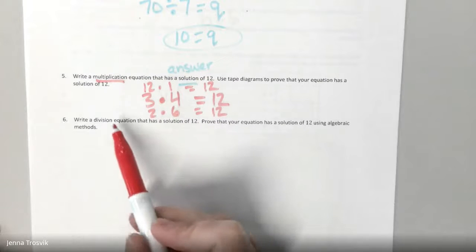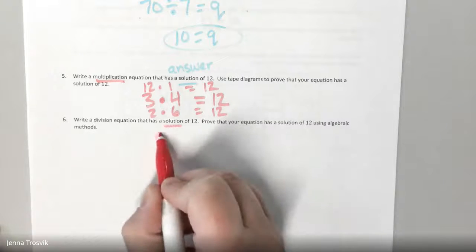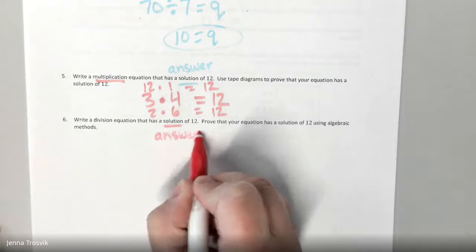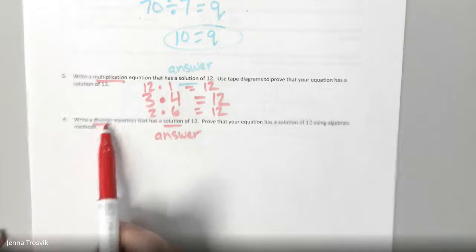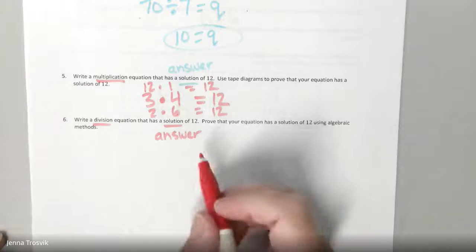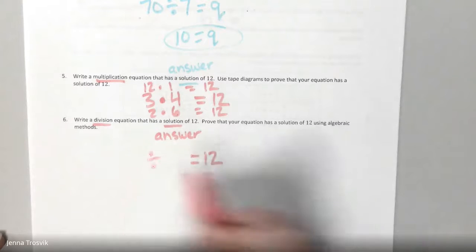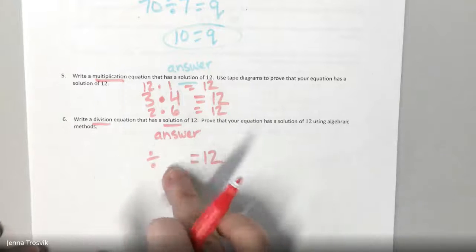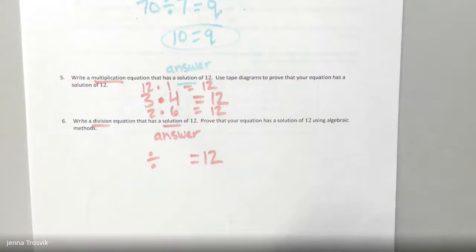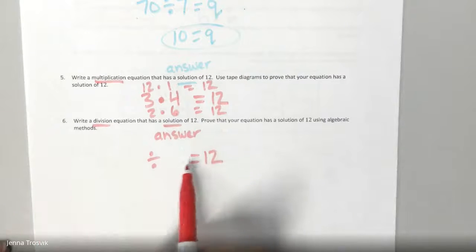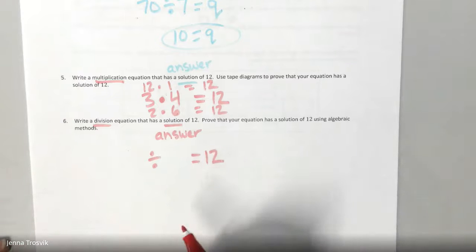Now, write a division equation that has a solution of 12. So this time, we are still getting an answer of 12, but this time they flipped it on us, and we have a division equation that has to equal 12. So if I need an answer of 12, and this time I am dividing, what divided by what will equal 12? And technically, we could go on to infinity and beyond with this one, because we can keep going forever to create equations that work.